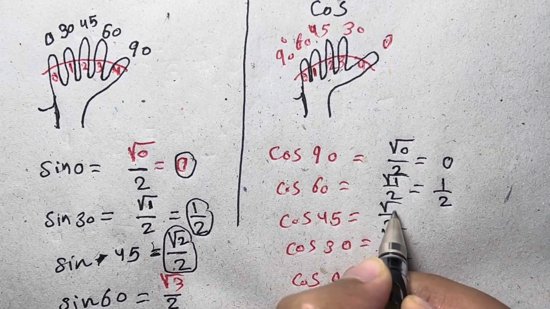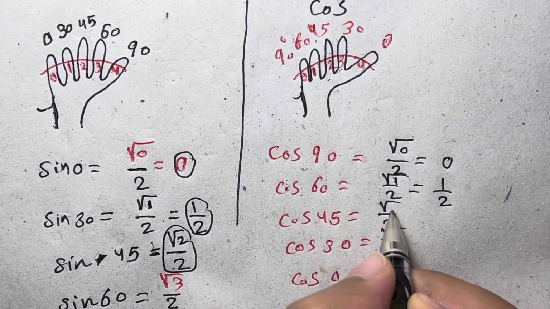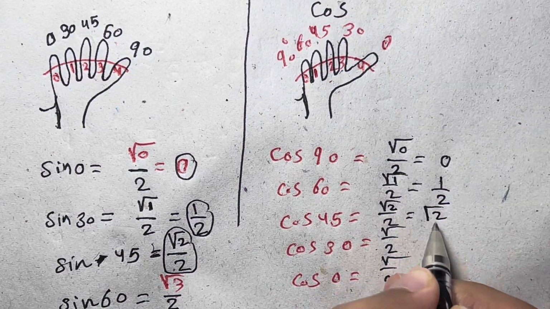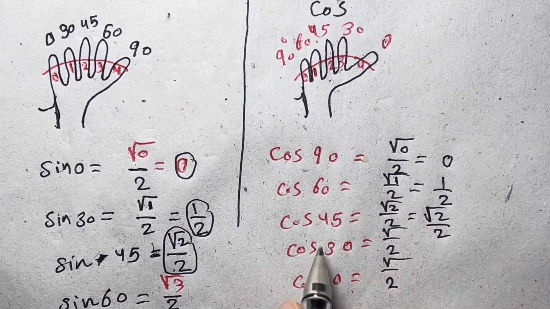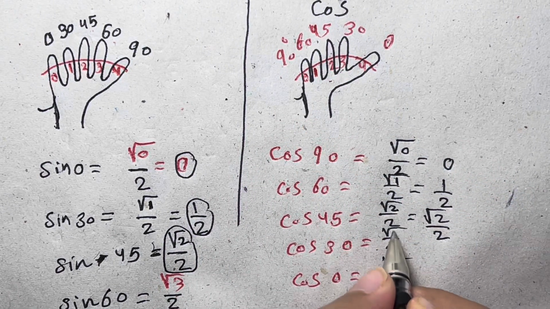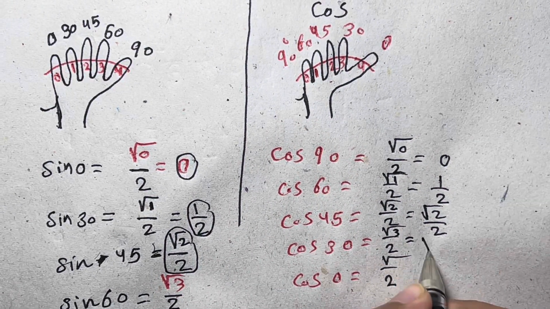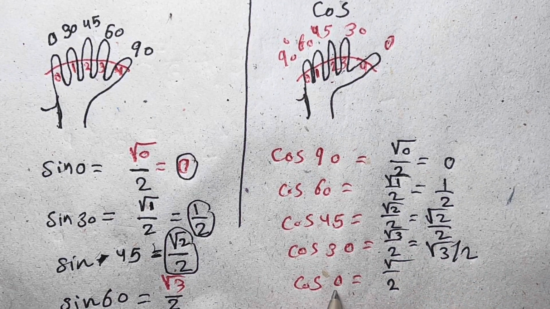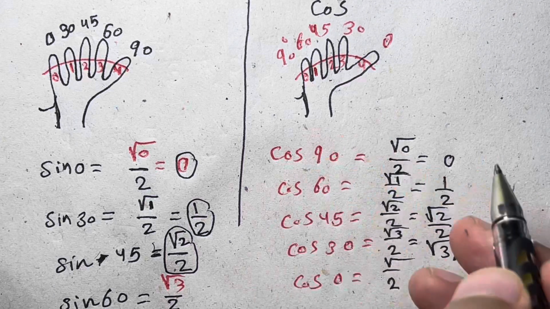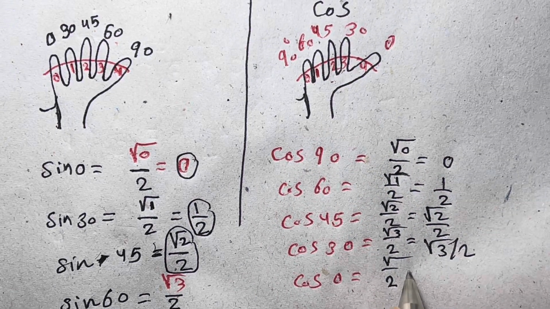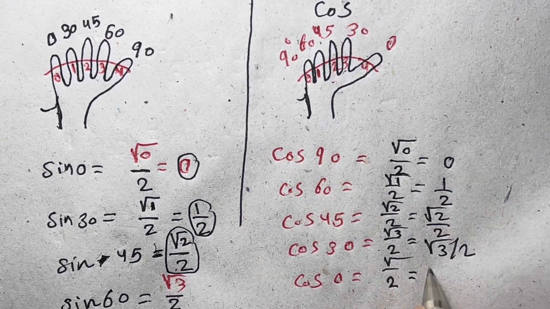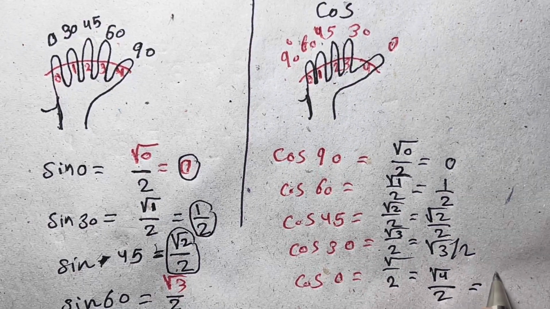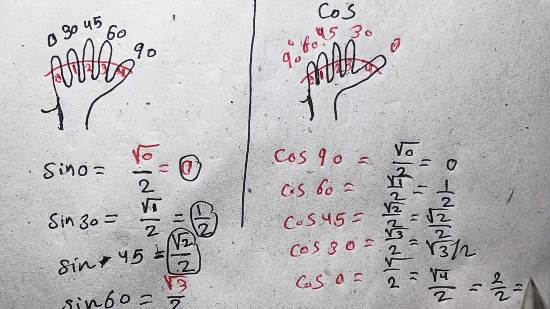Here cosine 45, put 2, so it will be the root of 2 over 2. For 30, put 3, so the root of 3 over 2. And the last one, for 0, it will be 4, so the root of 4 over 2, and 2 over 2 equals 1.